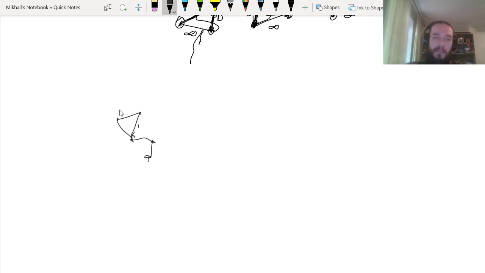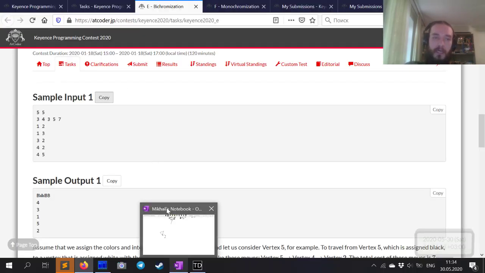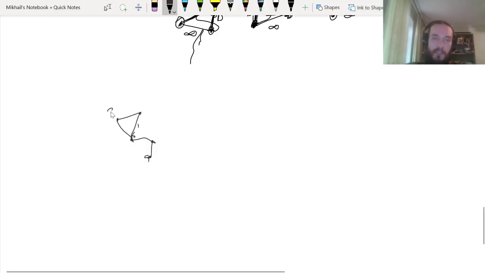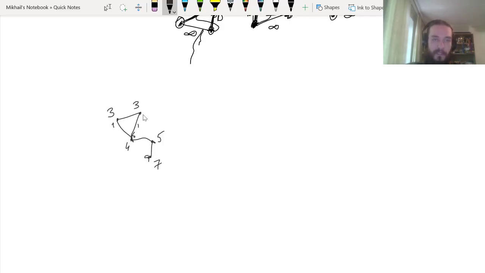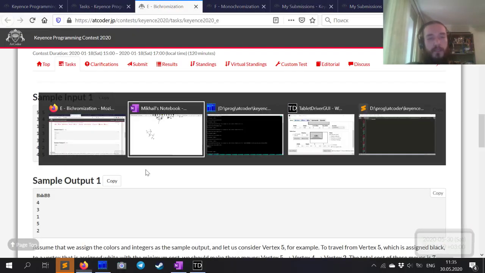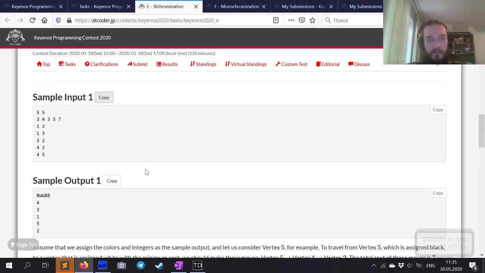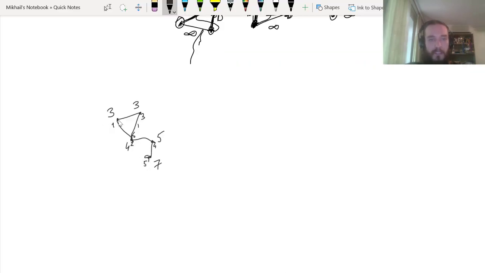Okay, so this is 1, 3, 2, 4, 5. The G's have to be, this is 3, this is 3, this is 4, this is 5, this is 7, I think. Okay, so this is the first vertex, this is the third one, this is the second one, the fourth and the fifth. Right, so what does our algorithm do? It says this vertex is black, all the others are white.